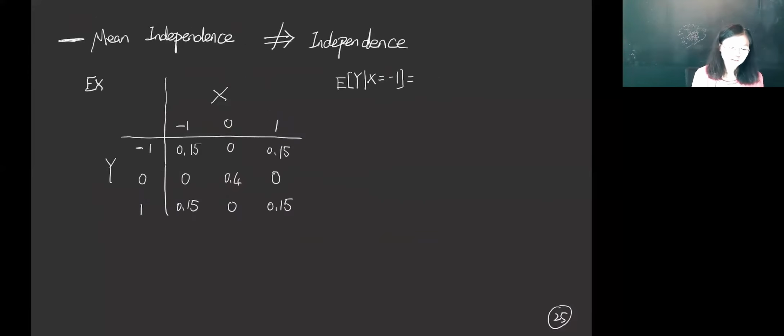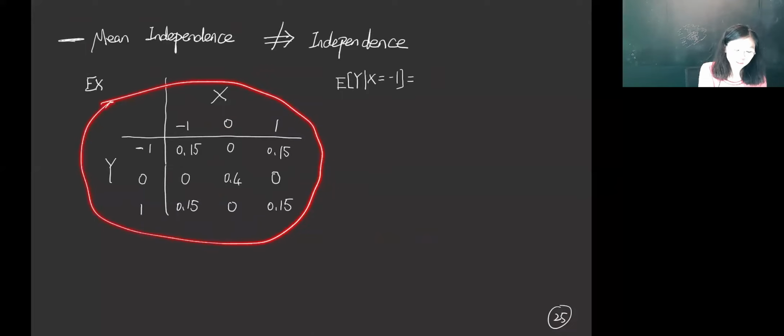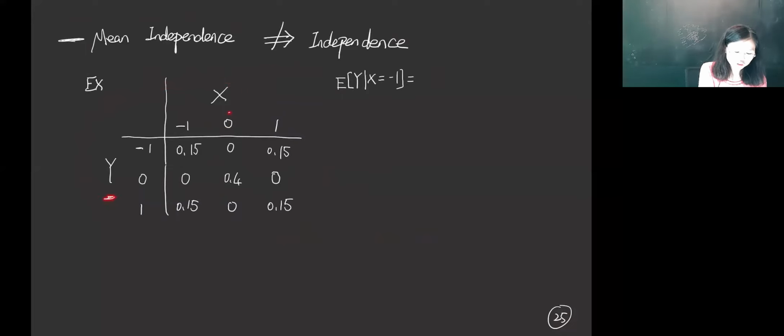On the other hand, mean independence does not imply independence. We're going to show this by considering a counterexample. In this joint PMF, described by this two-way table, x and y are mean independent of each other. Y is mean independent of x, and x is mean independent of y, but they are not statistically independent.